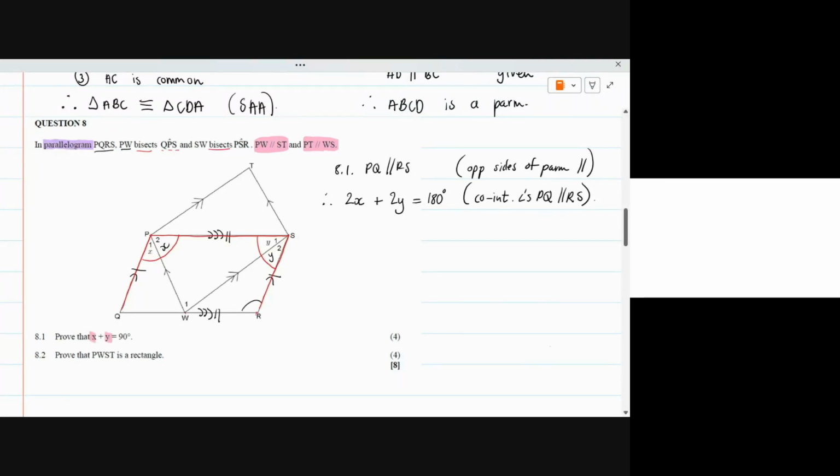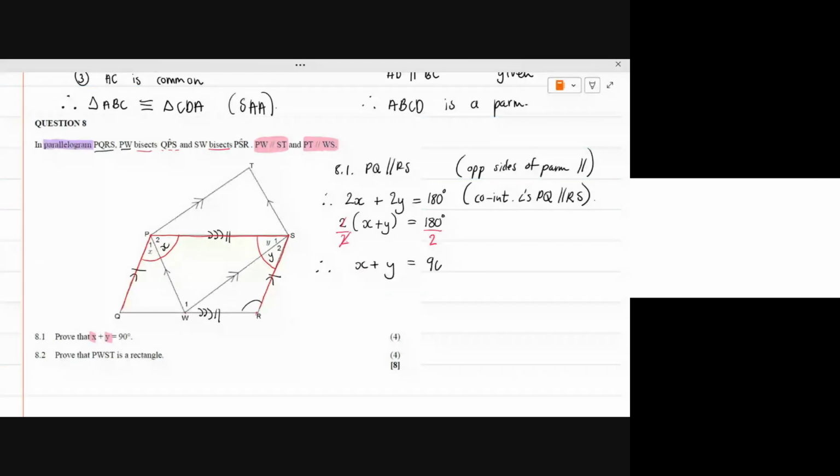So I'm going to take out an HCF. Do we see it on this side? I'm going to take out an HCF over here, an HCF of 2. I'm going to take 2 out, and I'm going to have x plus y is equal to 180 degrees. And then I'm going to divide both sides by 2. Therefore, x plus y must equal 90 degrees.